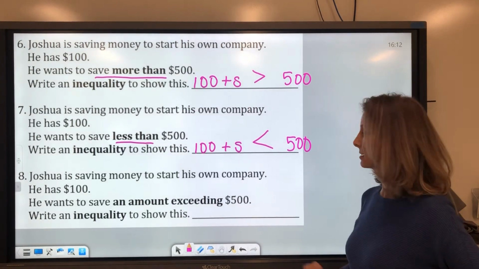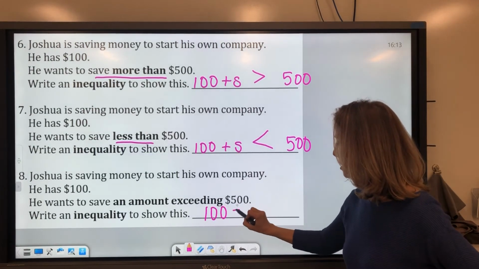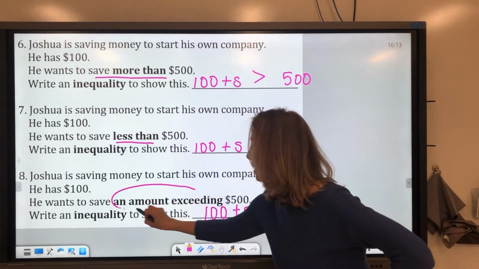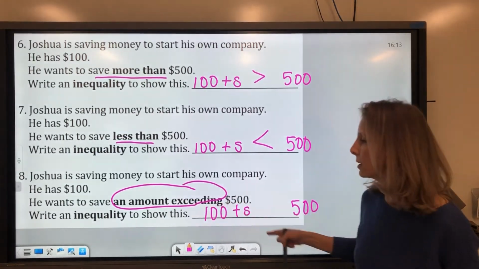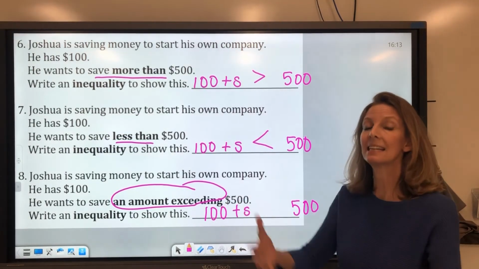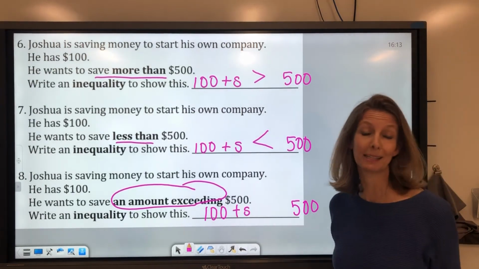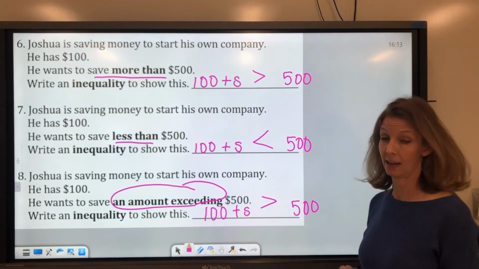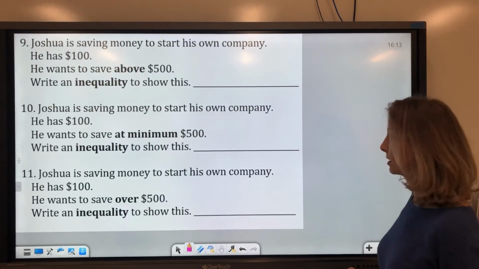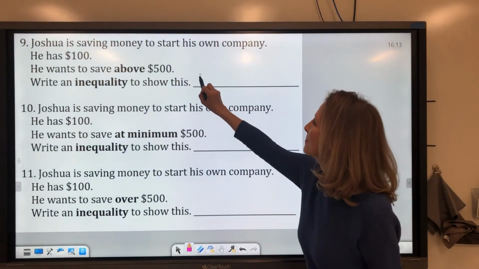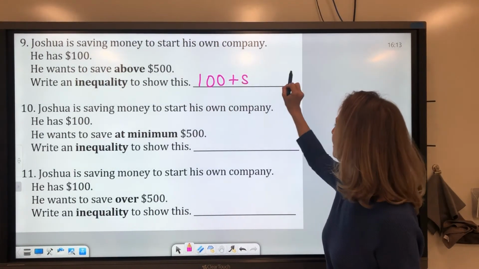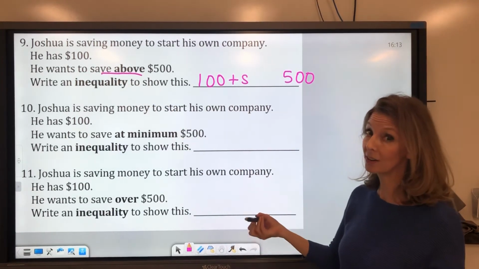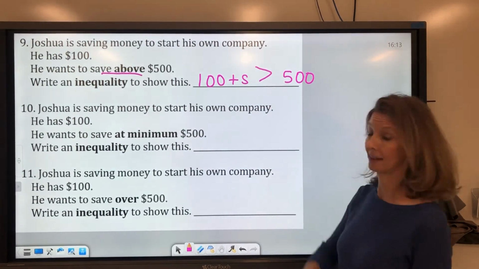Number 8. Again, we've got our 100 plus S. We have our 500 over here. Now, this is a new phrase for us. It says he wants to save an amount exceeding. If you exceed somebody's expectations, you're going over and above. So it's greater than 500. Last 3, I promise. Again, we have our 100 plus S and our 500. This time it says he wants to save above 500, so above means greater than.